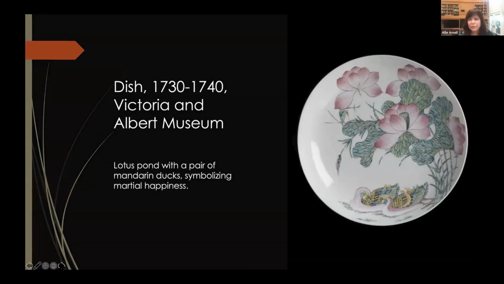And another, I want to just feed your eyes just for a couple minutes, and then we'll be almost done. But here, this is a nice example because you can see just the change in lights to darks here. And you can also see that in the other colors as well. This is really a lovely plate, a lotus pond with a pair of mandarin ducks, right, symbolizing marital happiness.